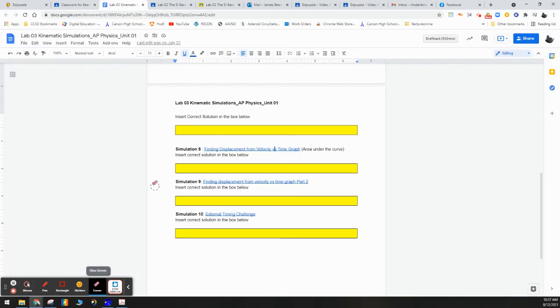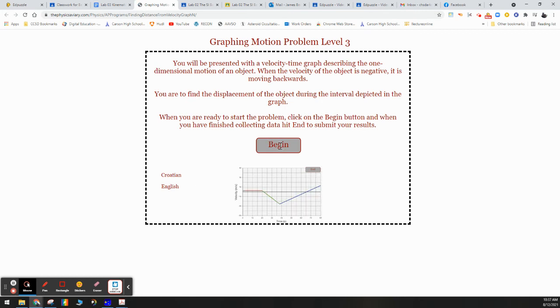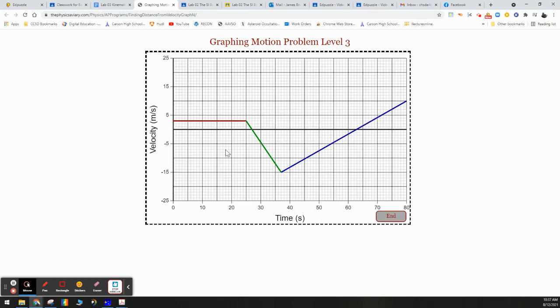Okay, so next up is finding displacement from a velocity-time graph, part 2. Let's click on this and see what we got. Now we'll click on begin. A little bit trickier. A couple things of interest to keep in mind here. This is 0. These are negative down here. You have to be careful. So we're going to find the area either under or above the curve in relationship to the zero axis.